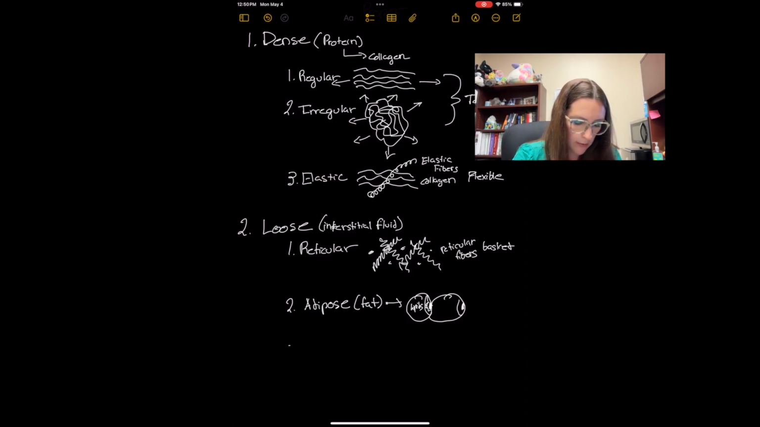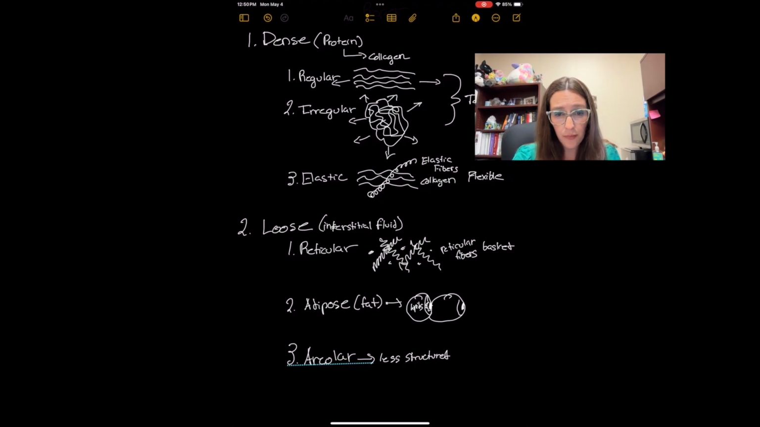The third type is areolar. And areolar is probably more common than the other two, and we find it's one of the least structured. It's a little bit less structured. But you'll find that it has a lot of fluid and a lot of space, and it's often found in membranes to help reduce that friction. Anyway, those are the 6 of the connective tissue proper types, and we will talk about how to separate what they look like as well in a future video.